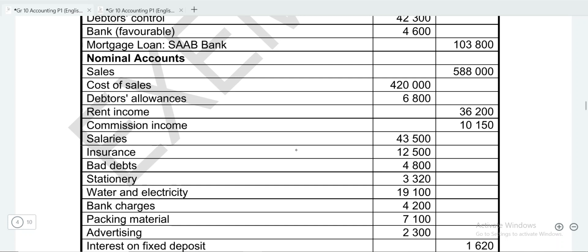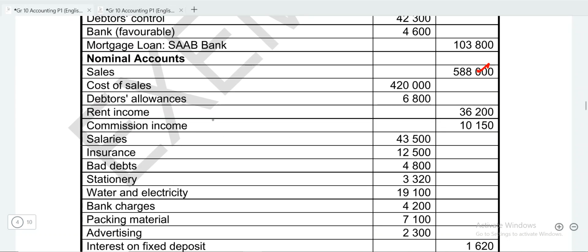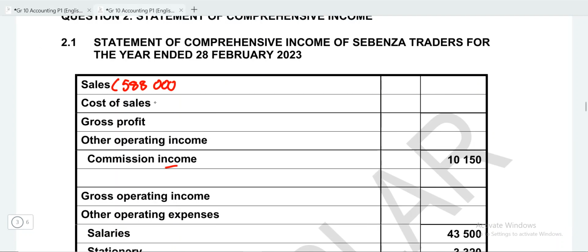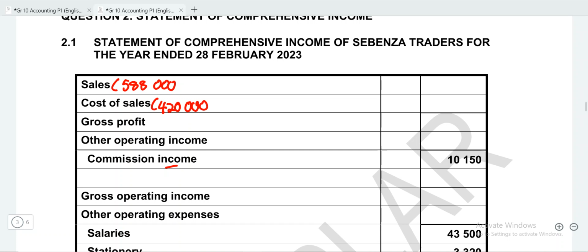So we are going to start with our sales. Our sales, according to here, is 588,000. So that 588,000 will come here. So we'd have sales as 588,000, and then from there we'll go to the information. We have cost of sales as 420,000. So on our cost of sales, we're going to enter that 420,000, and then from there we have our debtors allowance as 6,800. Remember, debtors allowance is subtracted from the sales, so that 6,800 will come here.